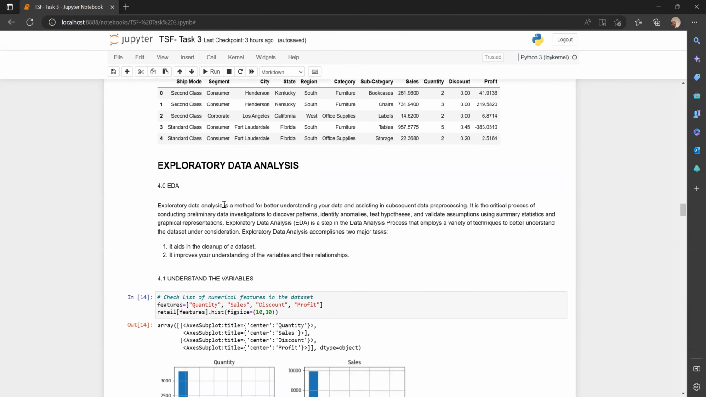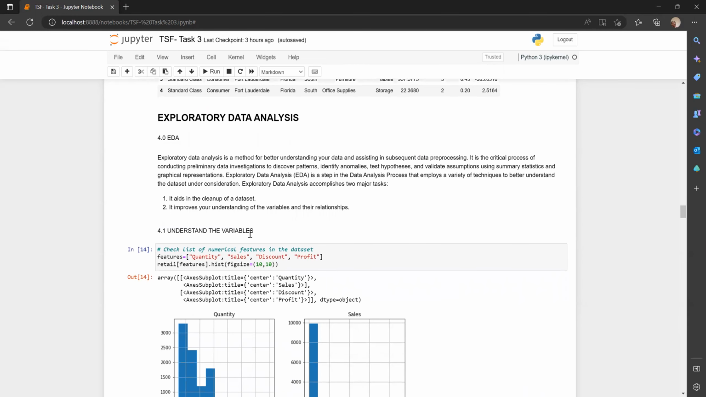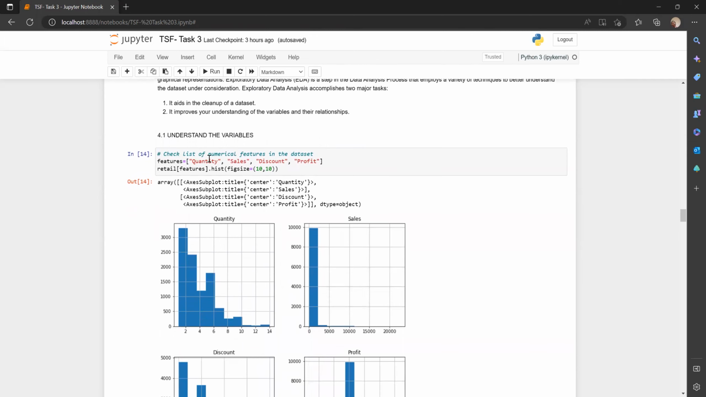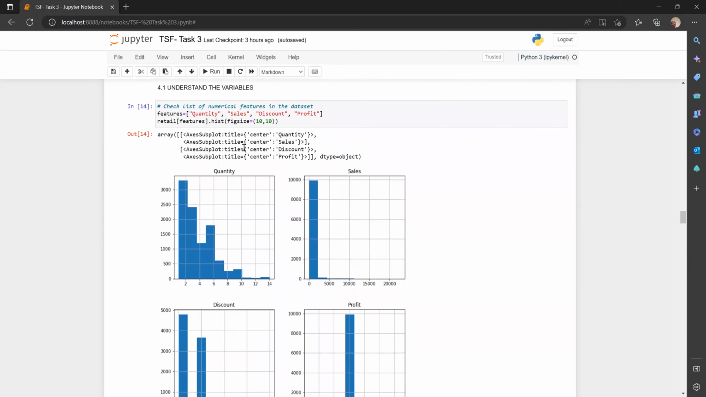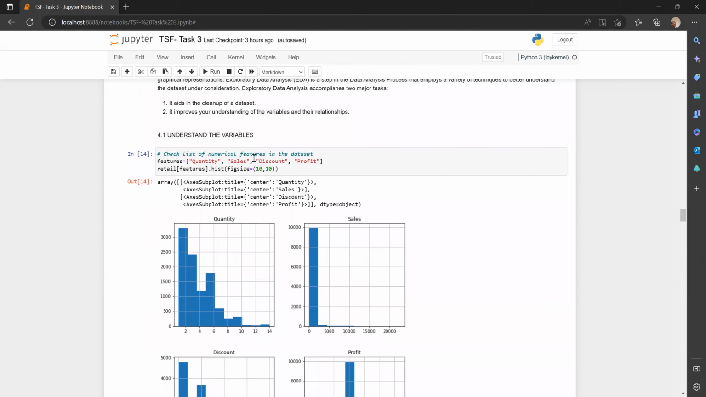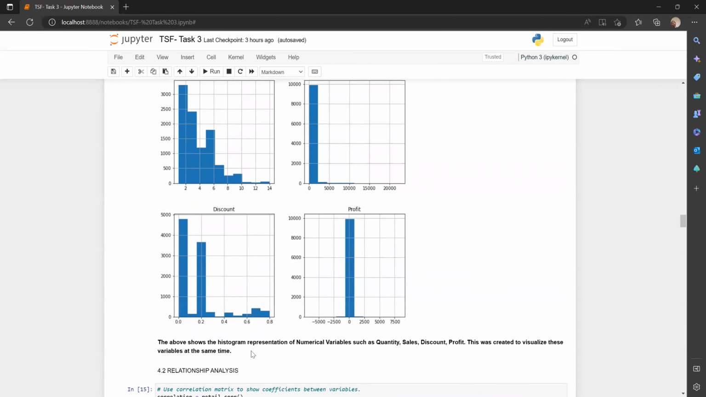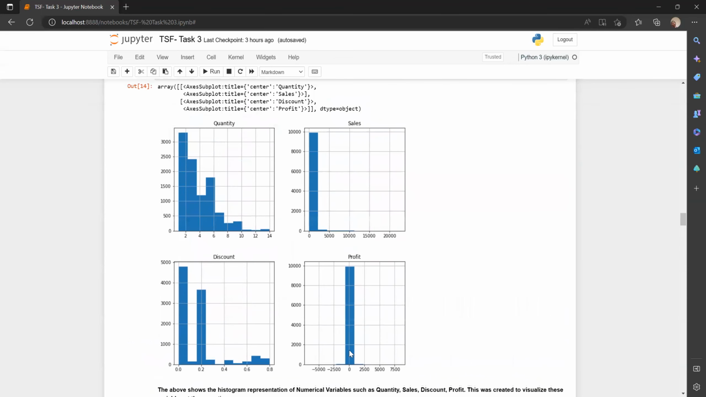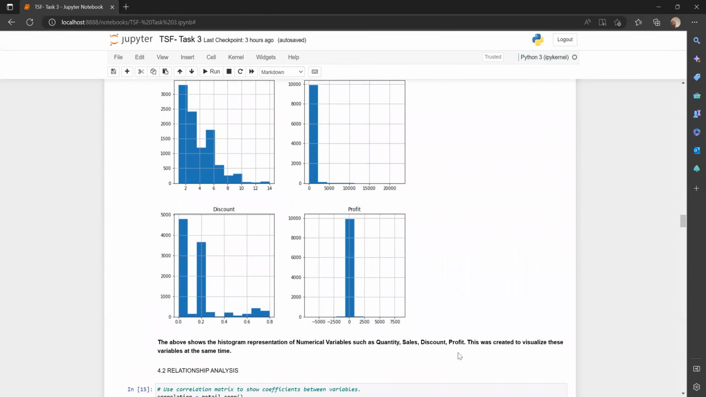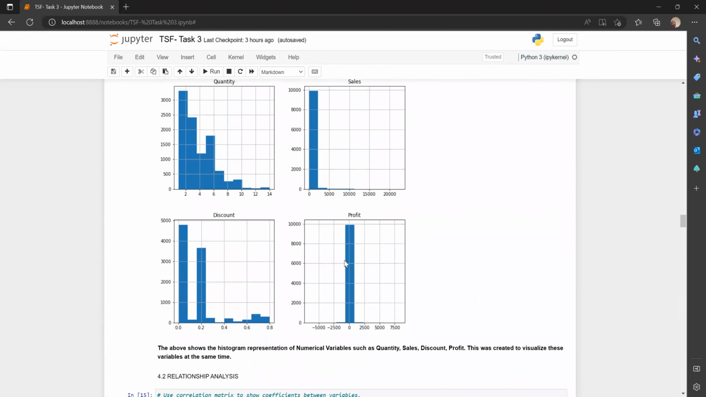Next is the exploratory data analysis, which aids in cleaning up the data set and improves the understanding of variables and their relationships. The first thing I did was to understand the variables, and then I checked the numerical features in the data set: quantity, sales, discount, and profit. The above histogram shows the representation of numerical variables such as quantity, sales, discount, and profit. It was created to visualize all these variables at once.